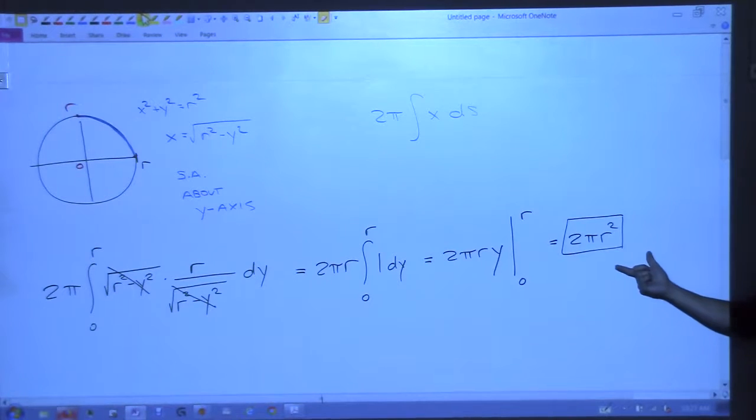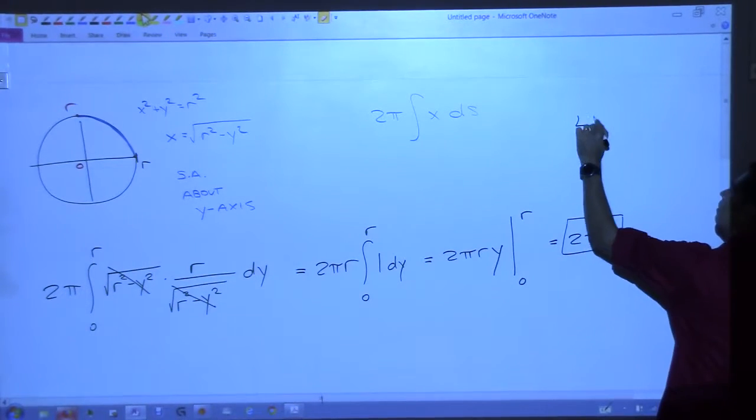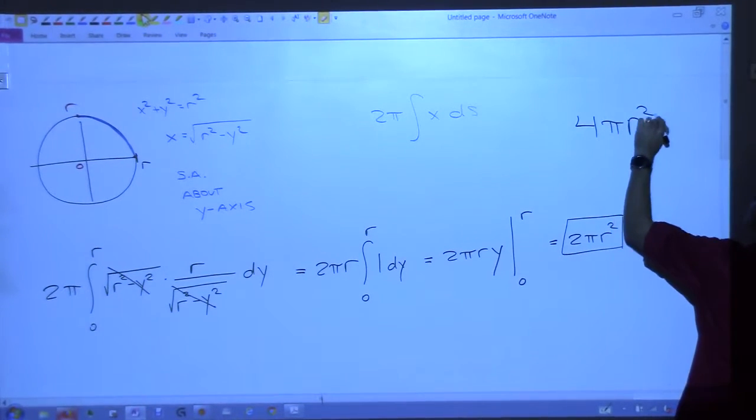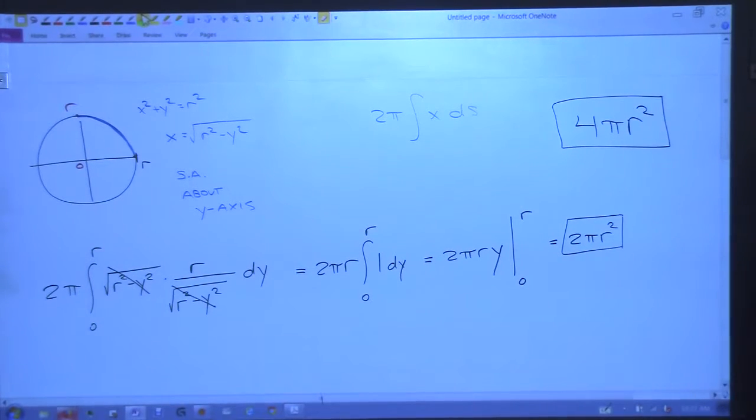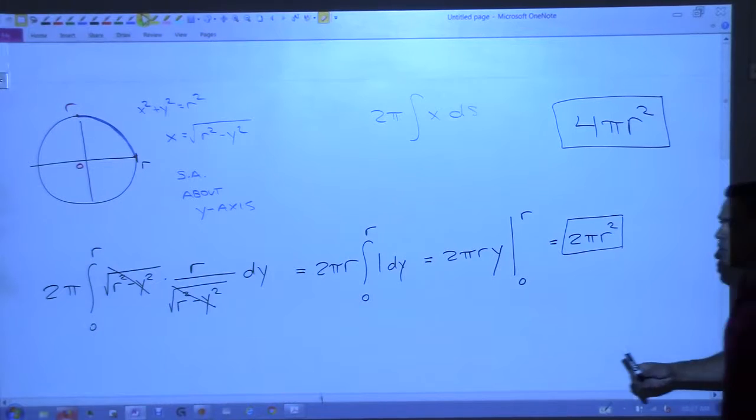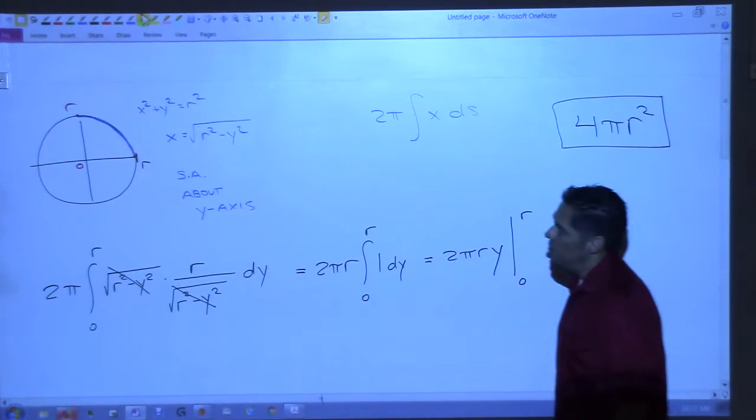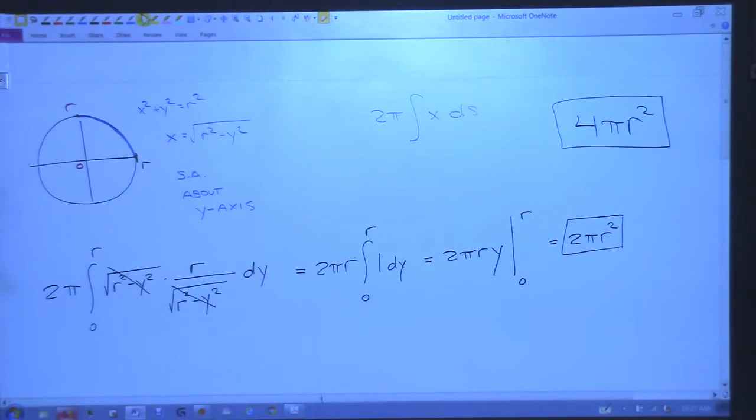So what happens if you double it? And you can look that up in a book. That's the formula. 4 pi r squared is the surface area of a sphere of radius r. Pretty cool, huh? Yeah. So we've shown some pretty cool stuff.